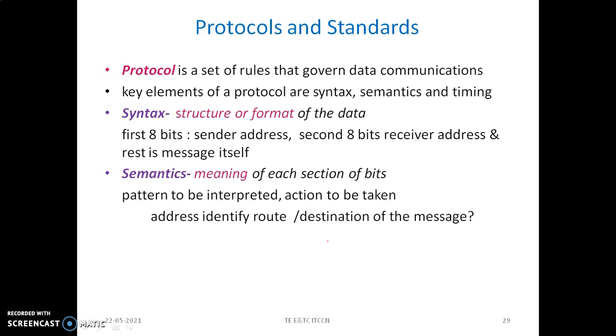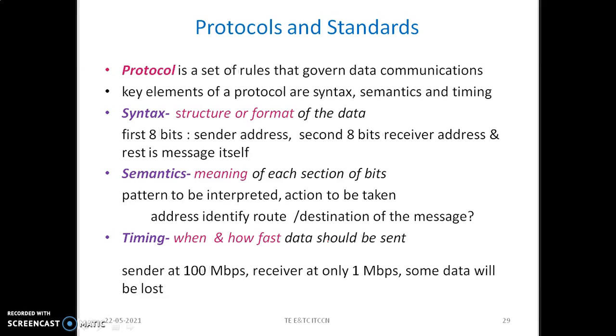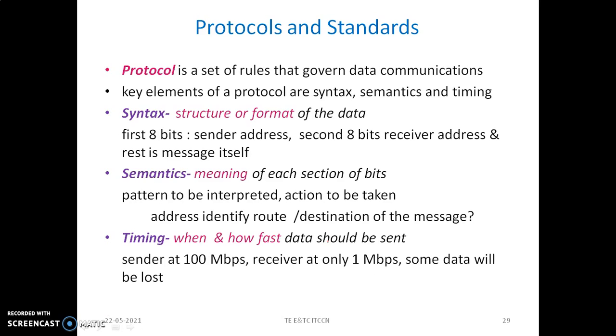Either the set of bits may convey what route should be followed by the packets, or what the destination of the particular message is. That is what the protocols do. Timing is when and how fast the data should be sent, which is given by the timing details. So a protocol has syntax, semantics, and timing.